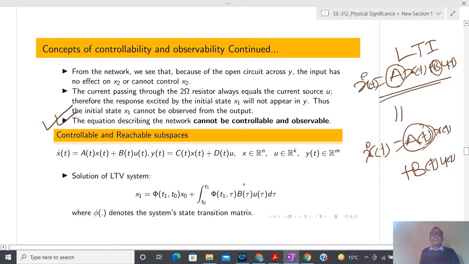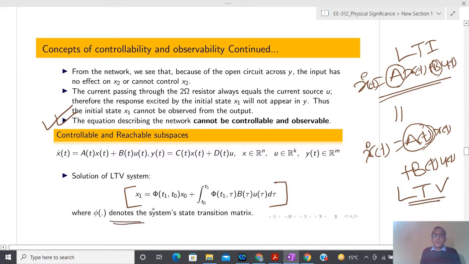Again, in this class I am not going to solve it. If you are interested in the solution, then I have already recorded one lecture and kept it on YouTube. You can see the solution of the LPV system and the linear time varying LTV system, and this is called the state transition matrix.